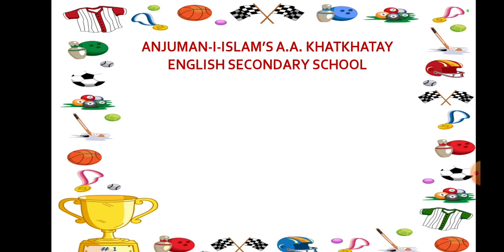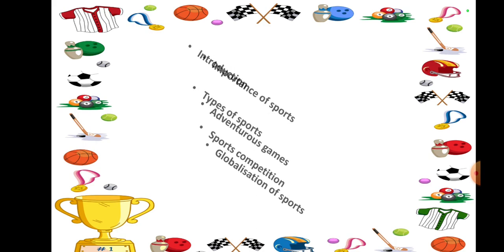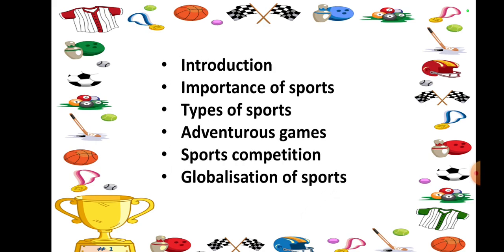Today I am going to explain a topic of Standard 10th History, chapter 7, Sports and History. This is part 2, as we have done part 1. In part 1 we have done the introduction of sports, importance of sports, types of sports like indoor and outdoor games, then adventurous games, sports competition at national and international level, and globalization of sports again at international level.